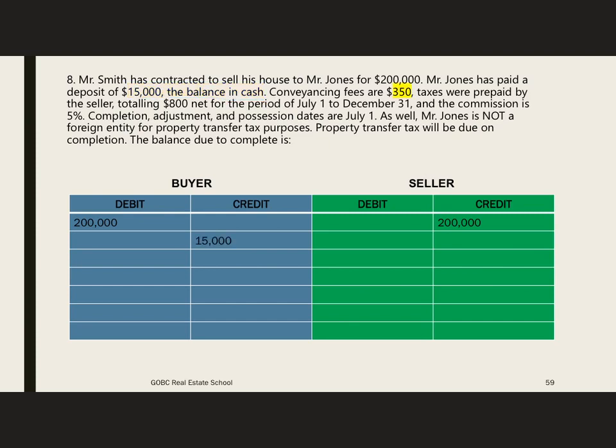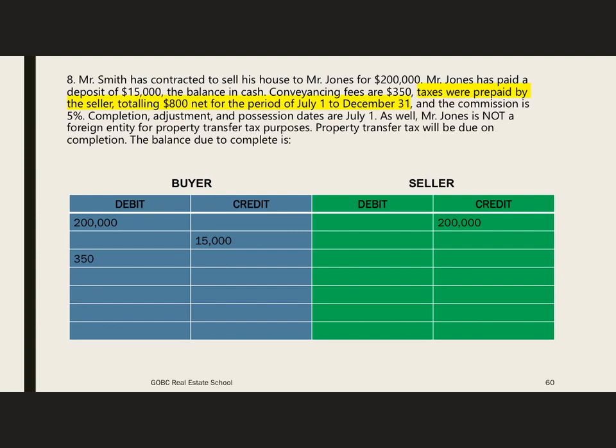Okay, so we move on. The conveyancing fees are $350. So again, the buyer pays for the conveyancing fees unless it mentions that they're connected to the seller somehow. So that would be a debit to the buyer, and it does not appear on the seller's statement. Taxes are prepaid by the seller, totaling $800 net for the period of July 1st to December 31st.